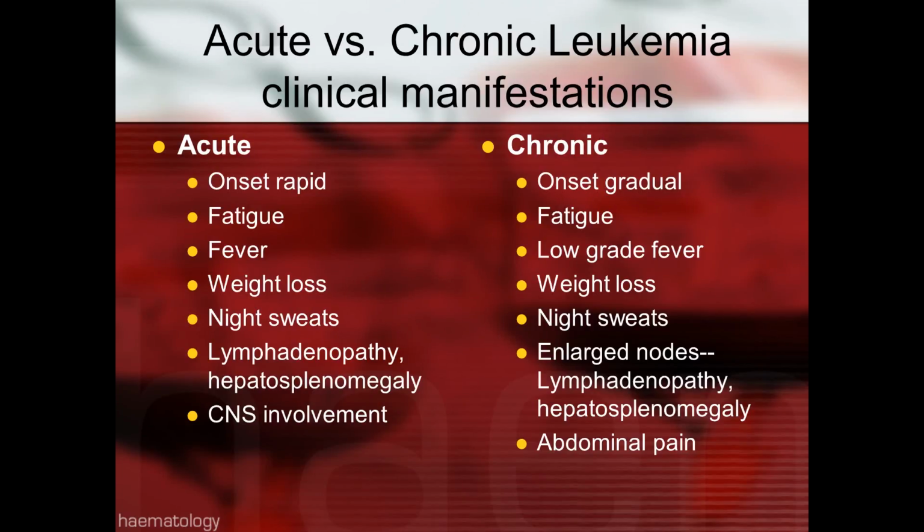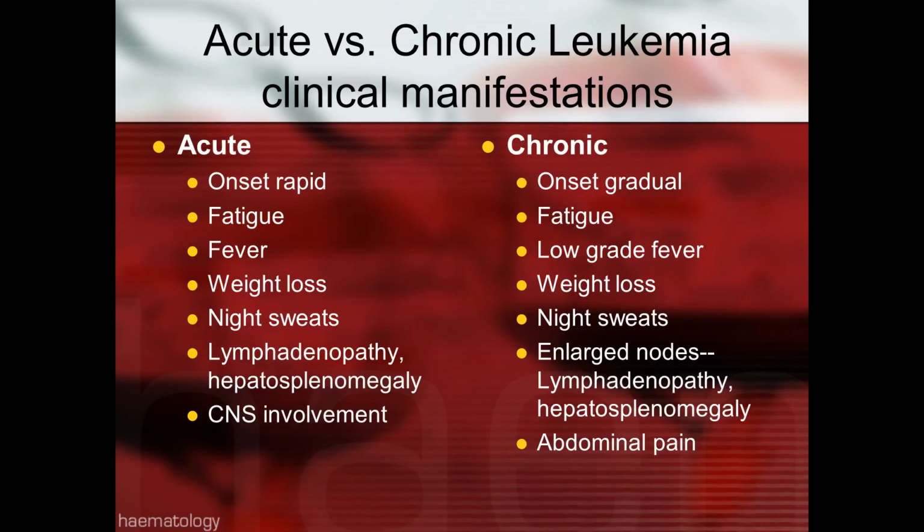Still in acute, we see risk for infection due to neutropenia, especially if the neutrophil count is less than 500 cells per microliter. Really big risk for infection. Then we see lymphadenopathy and splenomegaly and hepatomegaly. Again, this is due to the over-infiltration of leukemic cells in these patients.